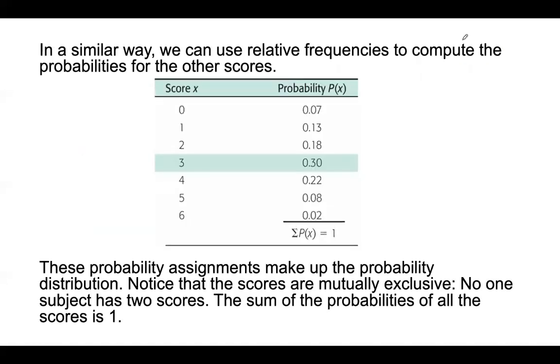In a similar way, we can use these relative frequencies to compute the probabilities for the other scores. And you could add up the probabilities and you see that you get 1. So it's similar to what we did. These probability assignments make up the probability distribution. And we notice that they're mutually exclusive, so no one subject has 2 scores. The sum of the probabilities of all the scores is 1.